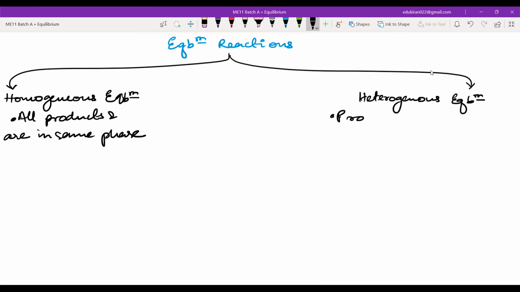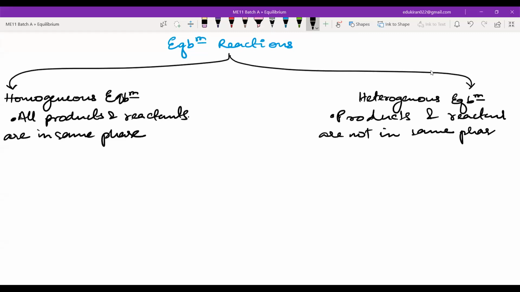All products and reactants are in the same phase. And in heterogeneous equilibrium, the products and reactants are not in the same phase.